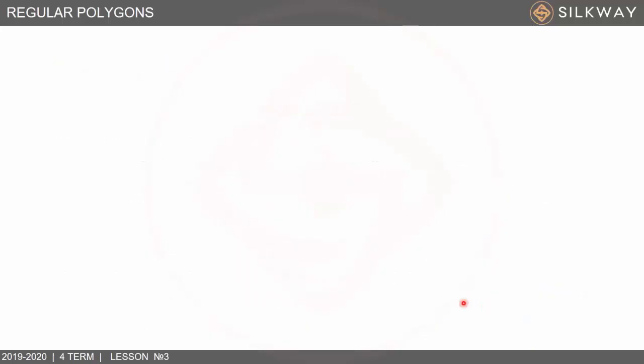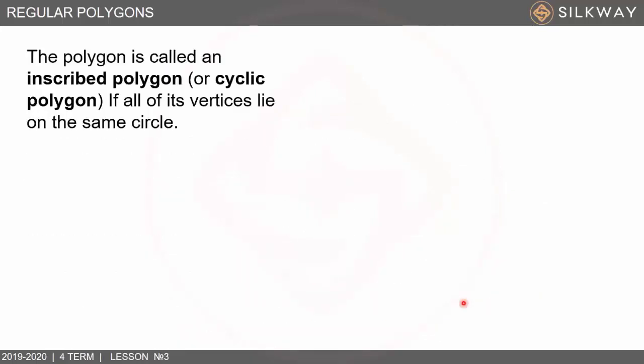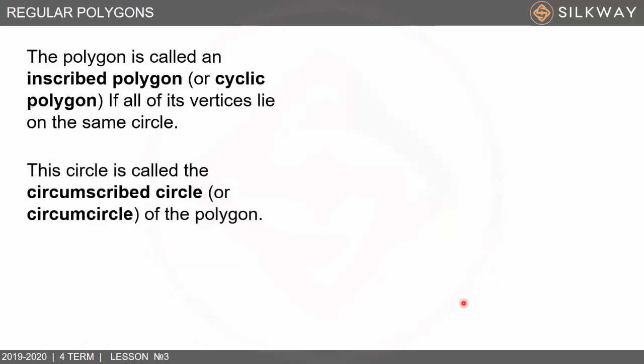Okay, next. A polygon is called an inscribed polygon or cyclic polygon if all of its vertices lie on the same circle. This circle is called the circumscribed circle or circumcircle of the polygon.